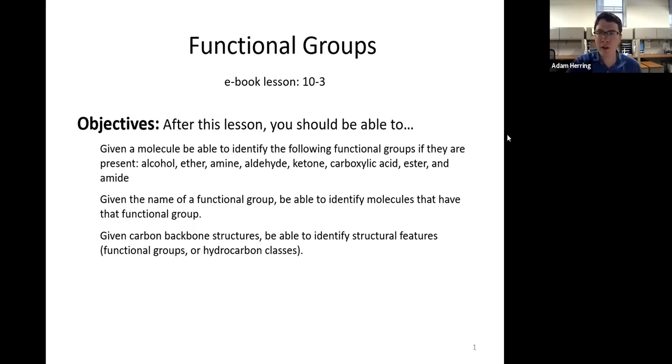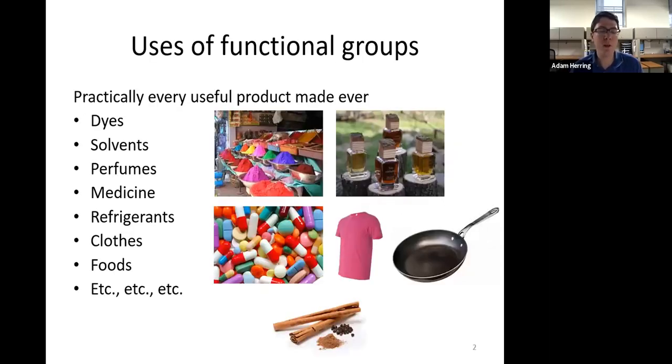So prior to this, when we talked about organic molecules, I mentioned that there are millions and millions of organic molecules. But if it just consisted of carbon and hydrogen, then there would only be so many variations that we could get. So functional groups are what really add the variety into organic chemistry. And it's the functional groups on molecules that make them useful.